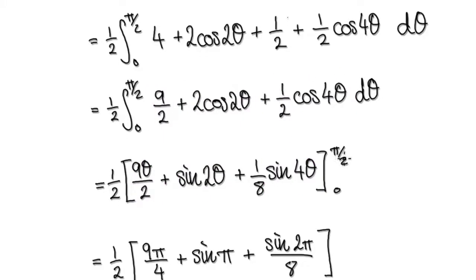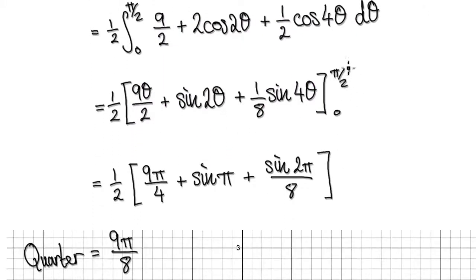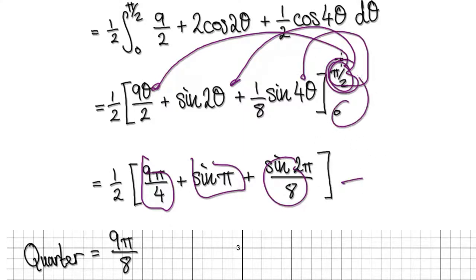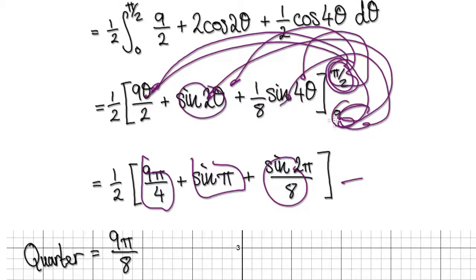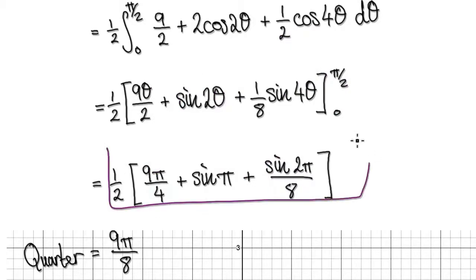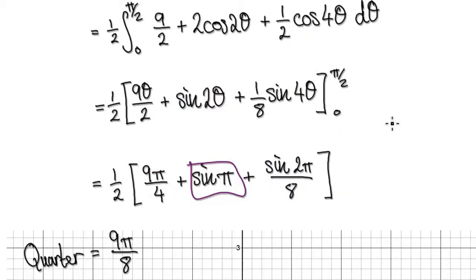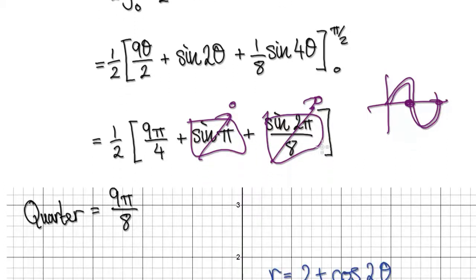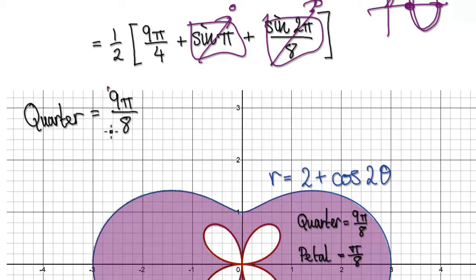Now we've got to put this into here. That will then give us this. Put this into here. That will then give us this. Put this into here. That will then give us this. And then take away: put 0 into here, which would be 0. Put 0 into here, which would be 0. Put 0 into here, this would be 0. So it turns out to be this. Sine pi is right here. That's 0. Sine 2 pi, this thing here will be 0. So our area is given by this thing here.